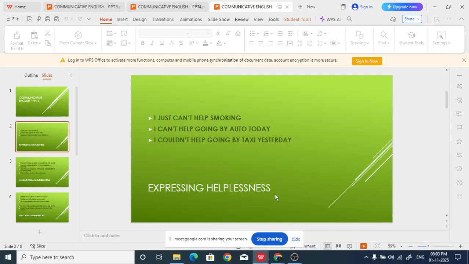Like that. You want to say that you don't have any other choice, but you have to go by auto today. So likewise, when you want to express your helplessness: I can't help going by auto today, or I could not help going by taxi, or I just can't help smoking. So these are the ways you can use can't or could not in making such sentences. Okay, let's look at another situation.